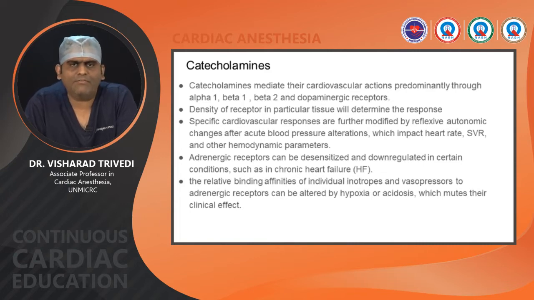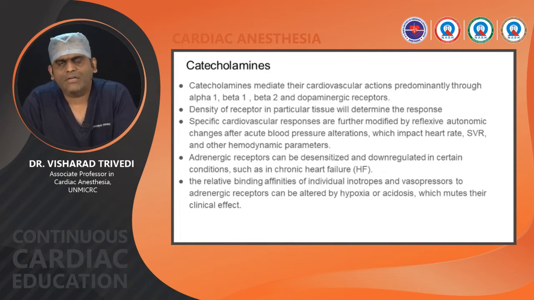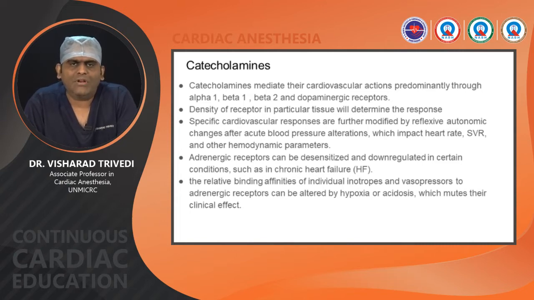Say for example, if you are giving noradrenaline as an inotrope, the main effect of noradrenaline is on alpha 1 receptors, so it will cause vasoconstriction, and because of that vasoconstriction, despite being an inotrope, it will have a negative effect on the heart rate. So you can see reflex bradycardia with noradrenaline. So reflex autonomic reactions can also be seen with these inotropes.